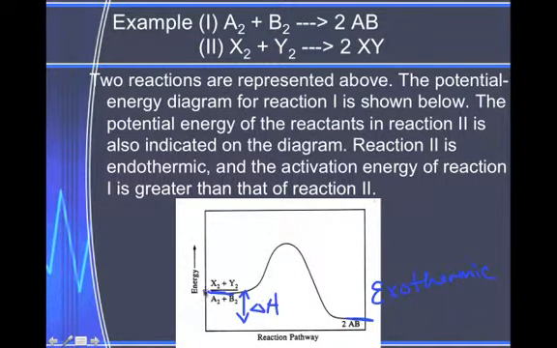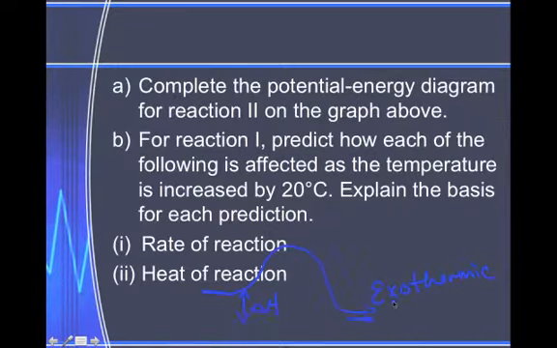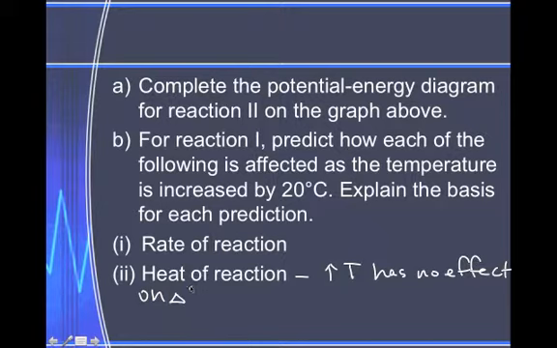No. Ultimately, when we start here and end here, it doesn't matter how fast you get over this curve, you're still going to start and end in the same place. So temperature has no effect. So increasing temperature has no effect on delta H. Because it's a state function. We may get there faster, but we still end up with the same overall change.